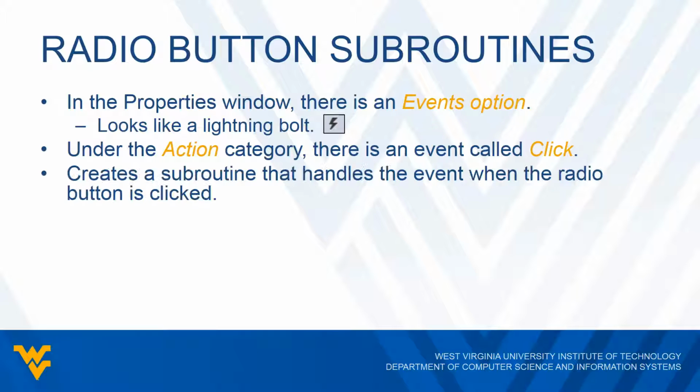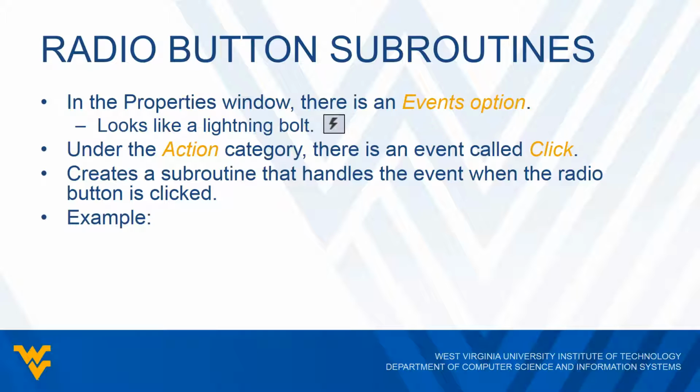What this will do is create a subroutine that will handle the event when the radio button is clicked. Now, there are other actions that you could perform. If you do some other action, you would create a subroutine for that particular action. What we're going to be looking at is the event of clicking on a radio button, and then we can simply decide what we do whenever we click on that radio button.